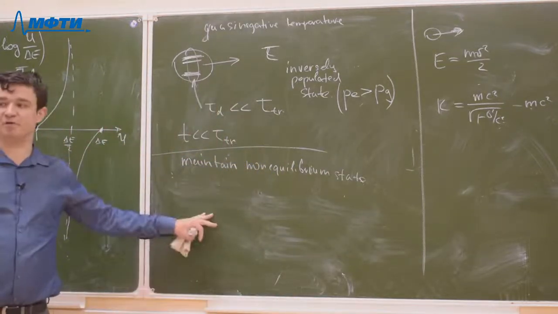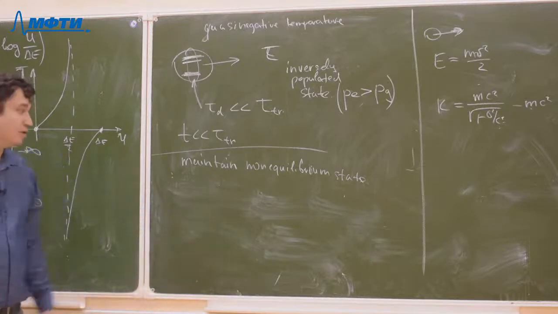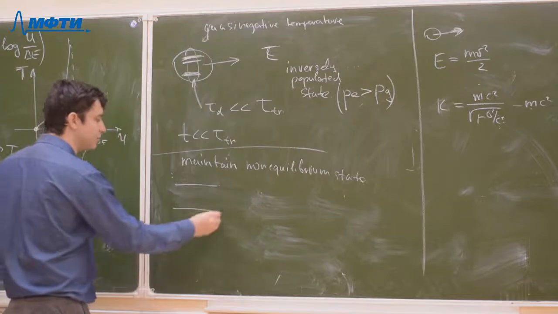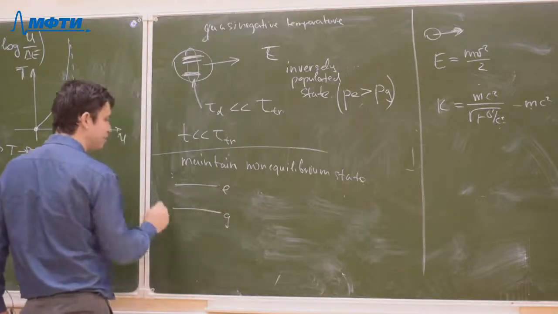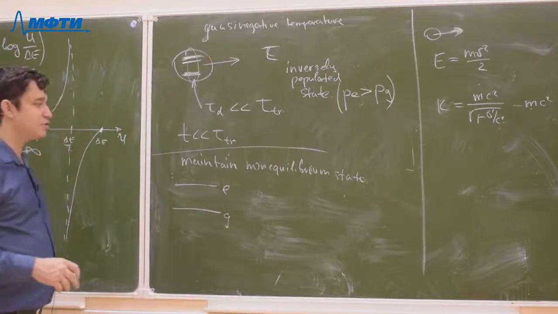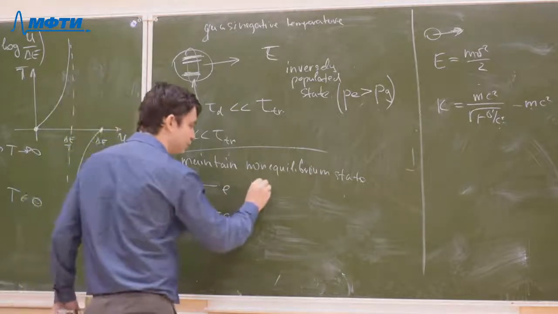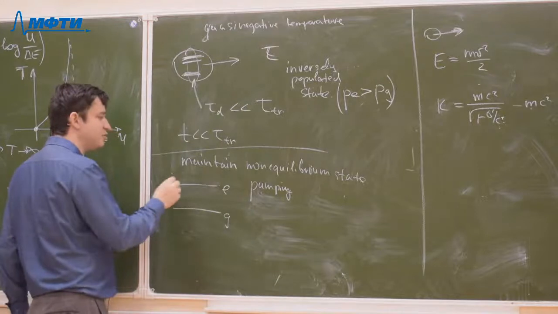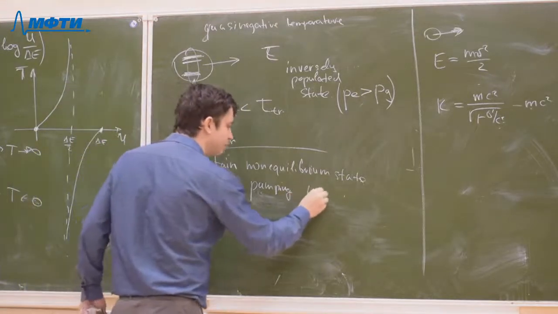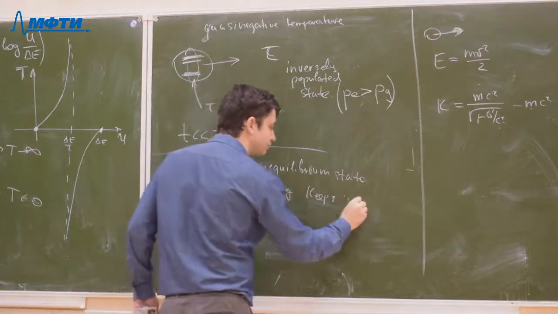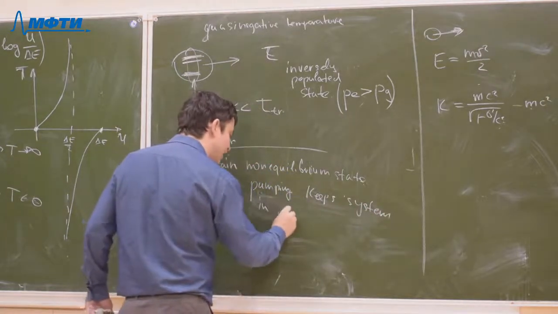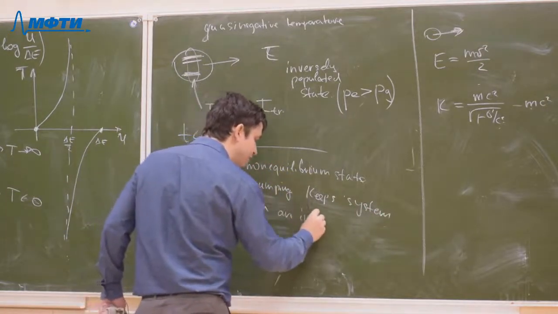This is what happens in lasers. When you have a laser, you also have atoms in the ground and excited levels. And external pumping keeps your system in an inversely populated state.